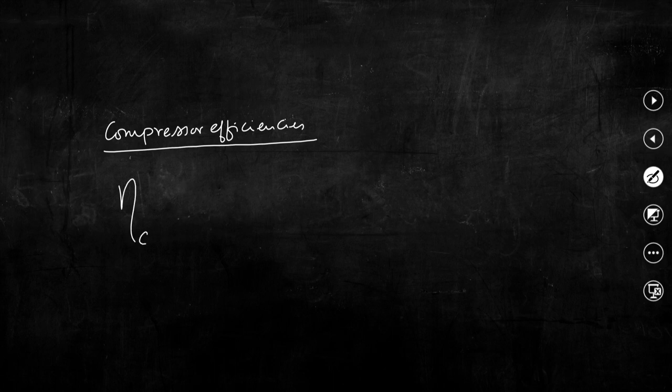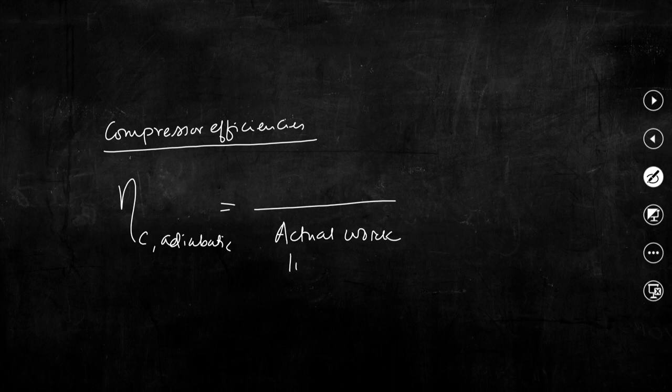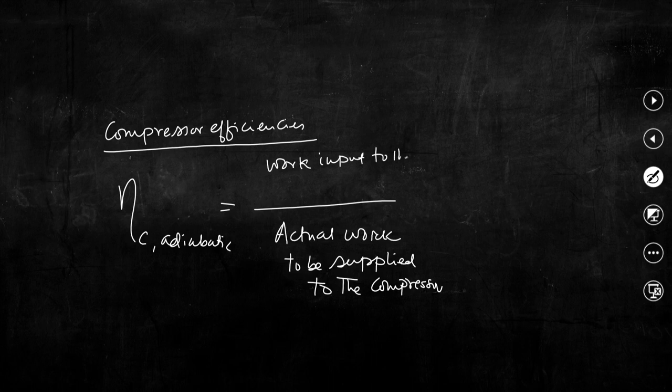So, eta compression adiabatic efficiency. What is this? This is very important: it is the ratio of the work input to the compressor following a reversible adiabatic process, to the actual work to be supplied to the compressor.